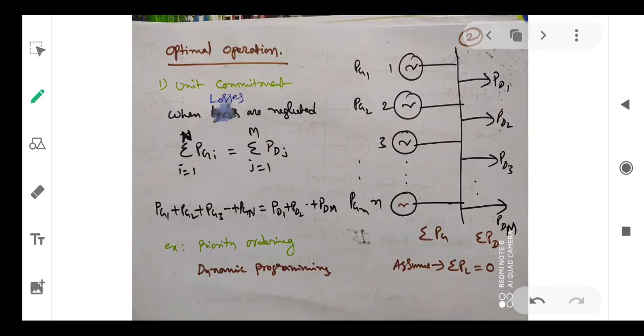That is the unit commitment problem. In summary, in optimal operation, one of the important points is unit commitment, in which, in a particular generating plant, which unit has to be loaded first and which unit has to be loaded last in a particular fashion, by using priority ordering or dynamic programming methods. Here assume PL is equal to 0.